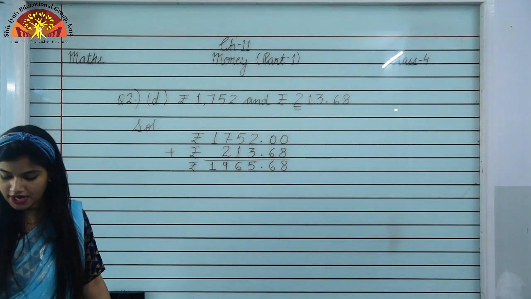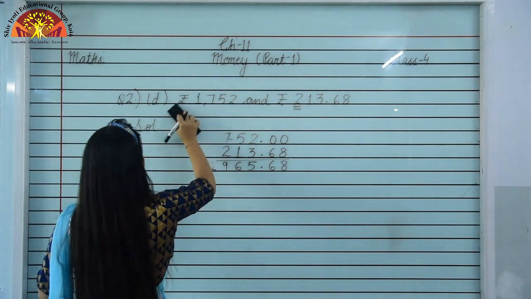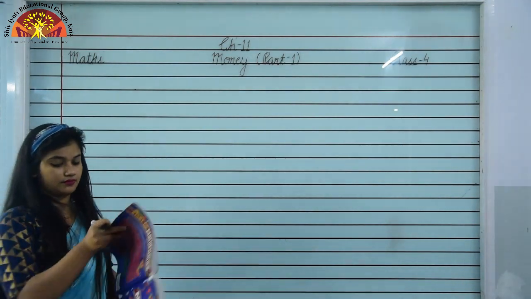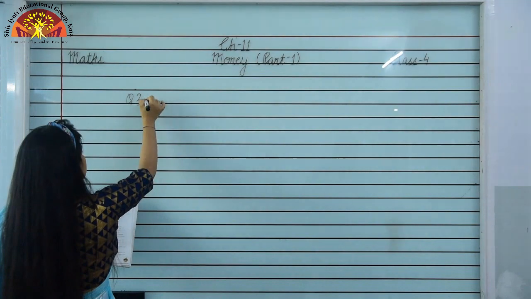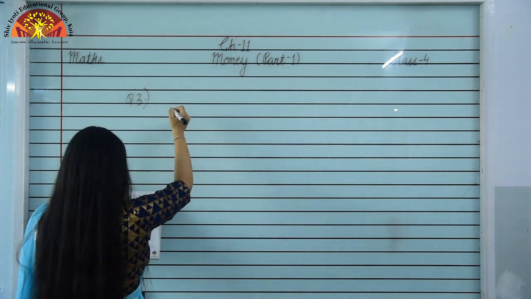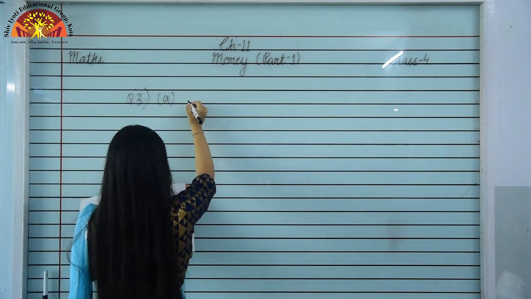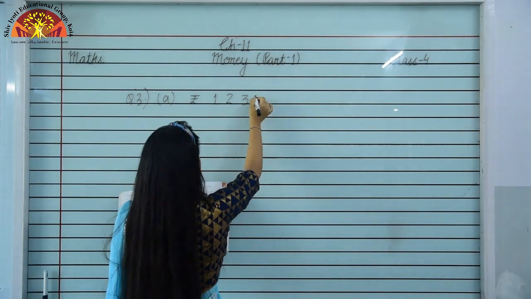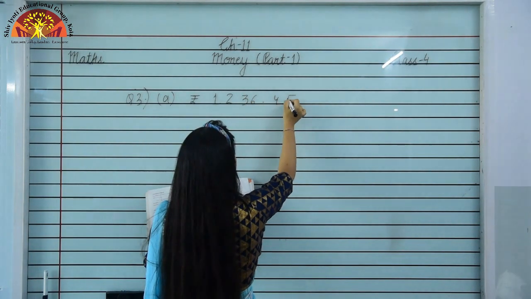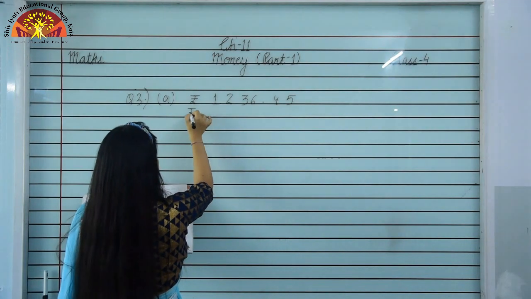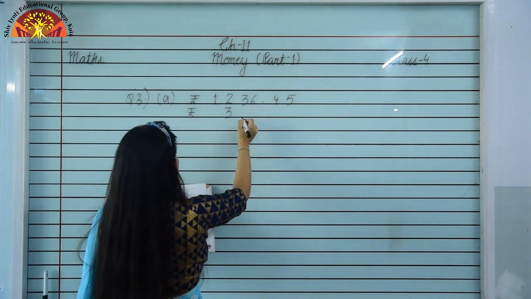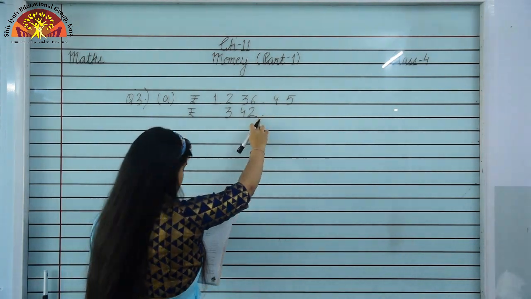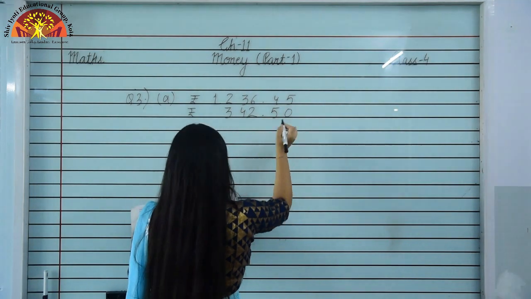Now we will do subtraction. Question number 3. Question 3 is subtract, and we are taking A part of this question, rupees 1236.45, and the next is rupees 342 decimal. Students, you can see a decimal, and after it 5 0.